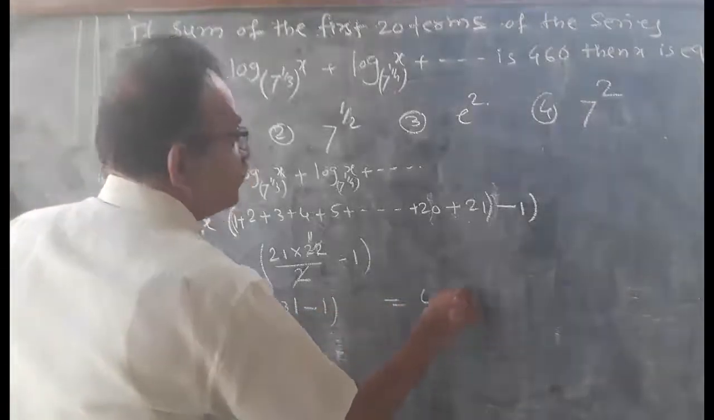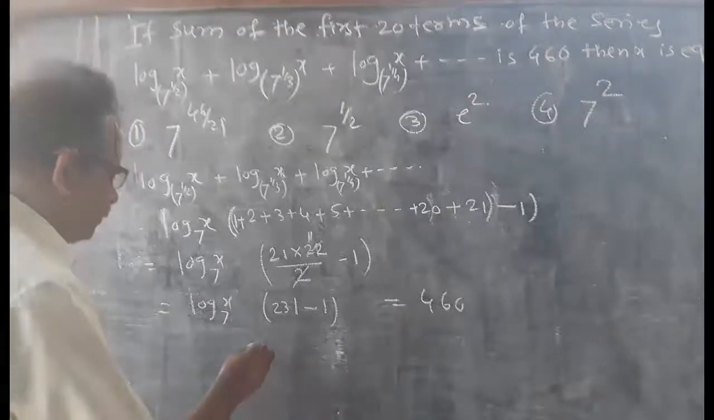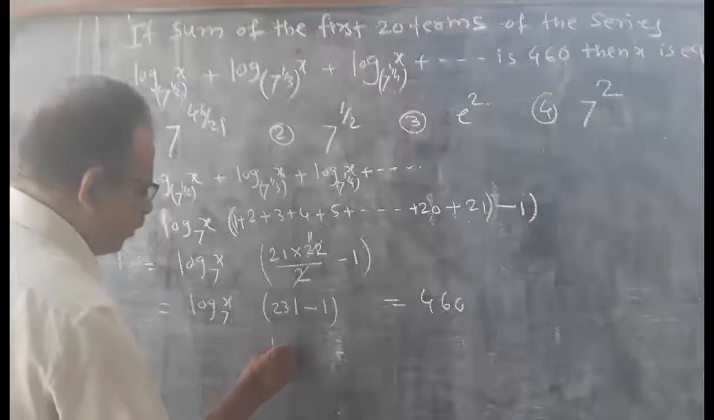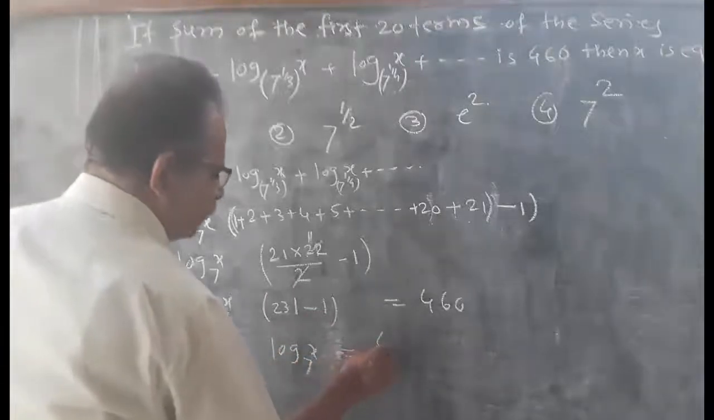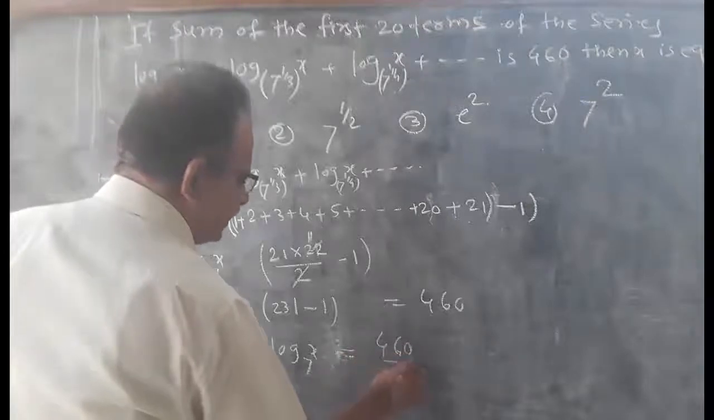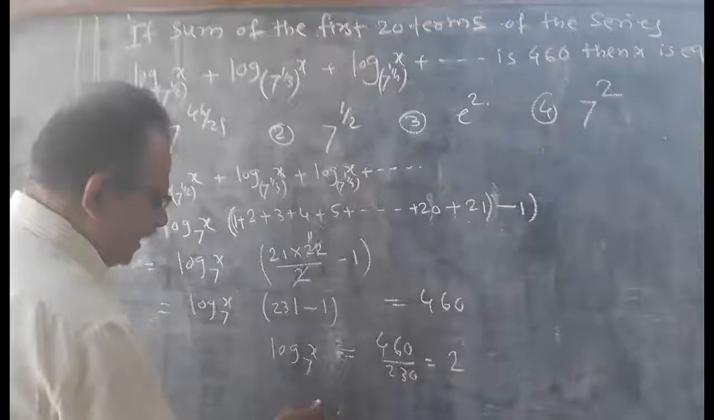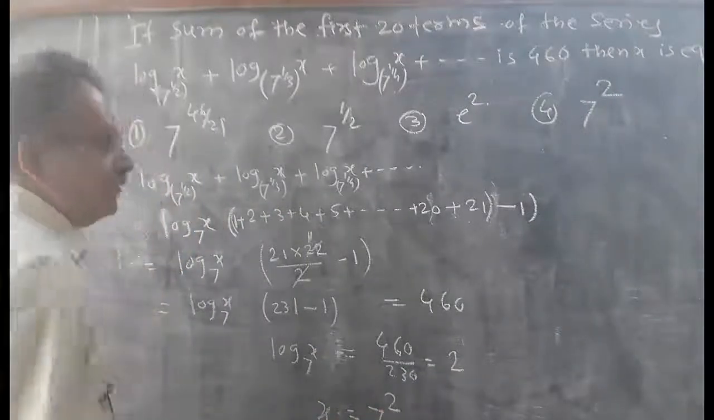This is given as 460. Sum of first 20 terms is given as 460. Therefore, 231 minus 1 is 230. Therefore, log of x to the base 7 equals 460 divided by 230, equal to 2. And hence, x equals 7 square.